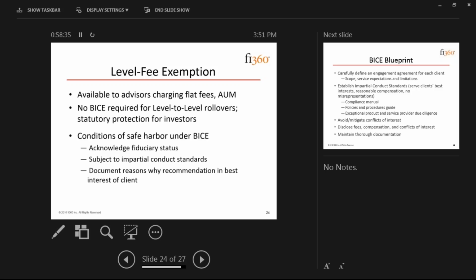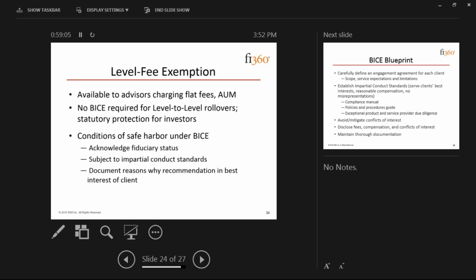That's going to be allowed, and that was another accommodation that the DOL made based on recommendations or suggestions from the industry. FI 360, in our letter, suggested that as long as it was going level to level, there would be an expectation that the fee would go up as you move into the IRA. So the DOL is okay with that. You're still going to need to acknowledge fiduciary status. You're still subject to these impartial conduct standards, the fiduciary standard.